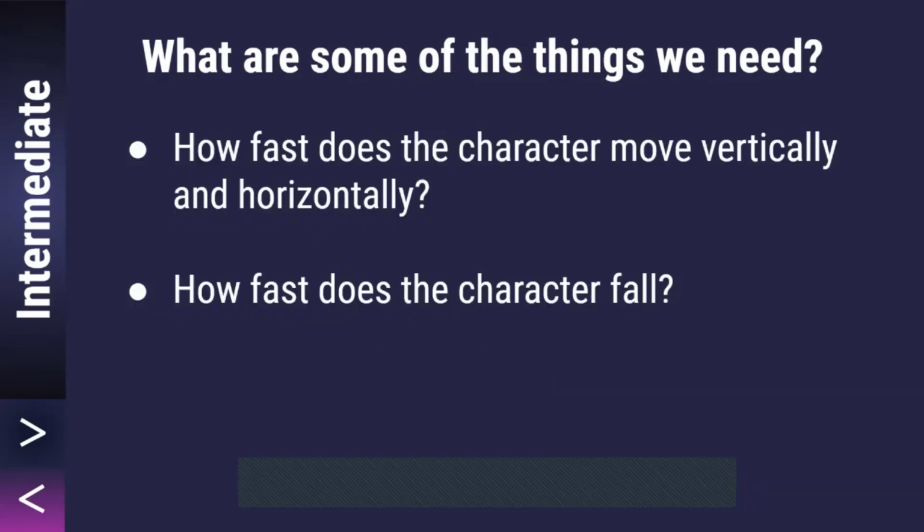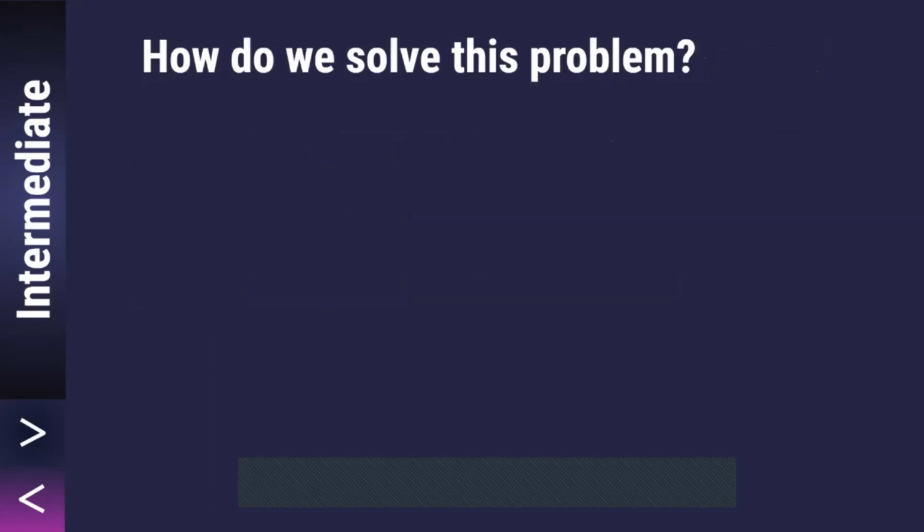You need to ask yourself, what are some of the things I have to give my designer in order to plan the stage? You have to ask, how fast does my character move horizontally as well as vertically? And how fast does the character fall in the game? So how do we solve this problem? I gave away the answer just now, but maybe you could write in the chat if you think you know what the answer is.